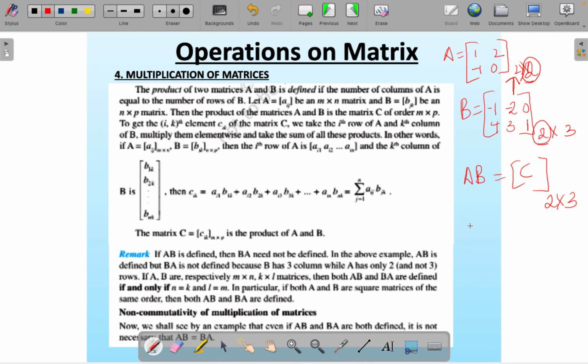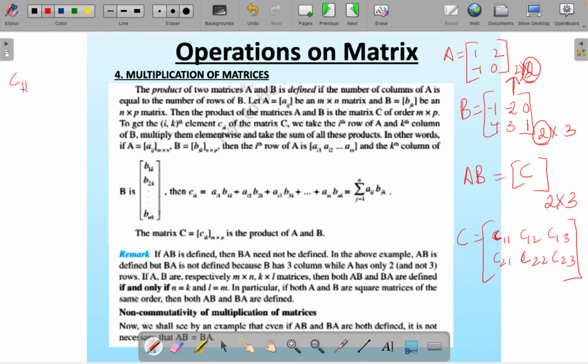Now let's form a skeleton matrix C. 2 by 3 means 2 rows and 3 columns. Let's write C11, C12, C13, then C21, C22 and C23. So this is 2 rows and 3 columns, children. Now how do we find these? How will you find C11? Now let me explain to you.